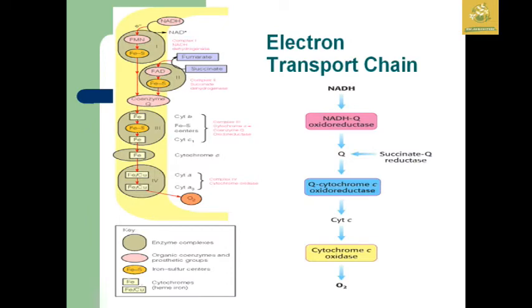So this is how the electron transport chain process takes place. The first complex acts on NADH, and succinate dehydrogenase acts on the resulting product, and cytochrome c reductase acts and forms cytochrome c, and the fourth complex, cytochrome c oxidase, acts and transfers electrons to oxygen. This is how the total process goes in the ETC.